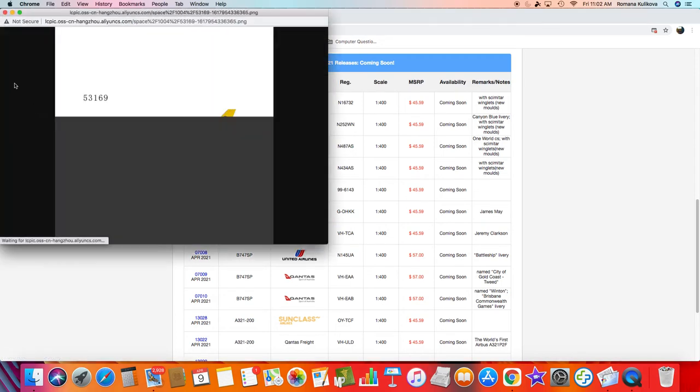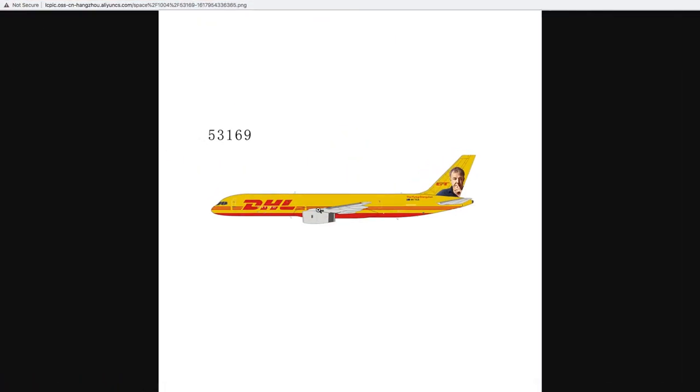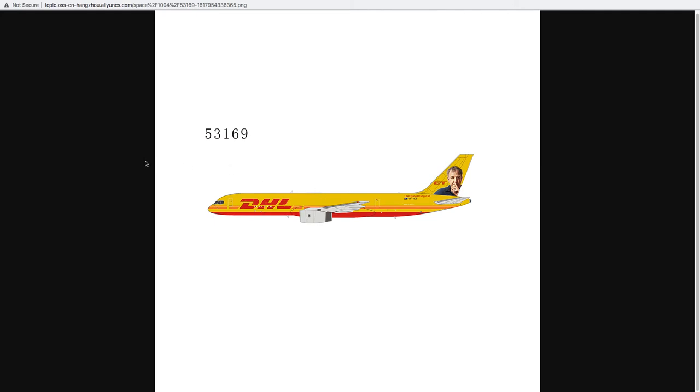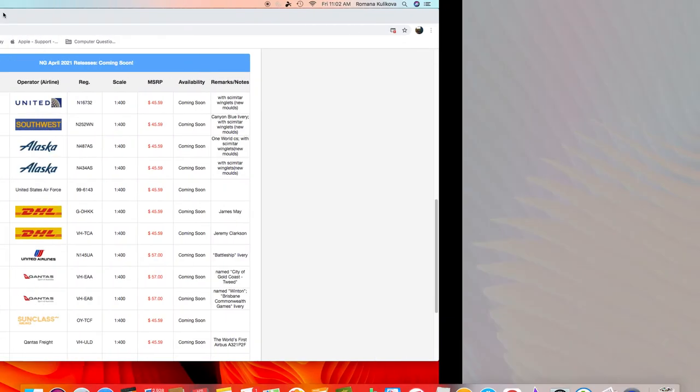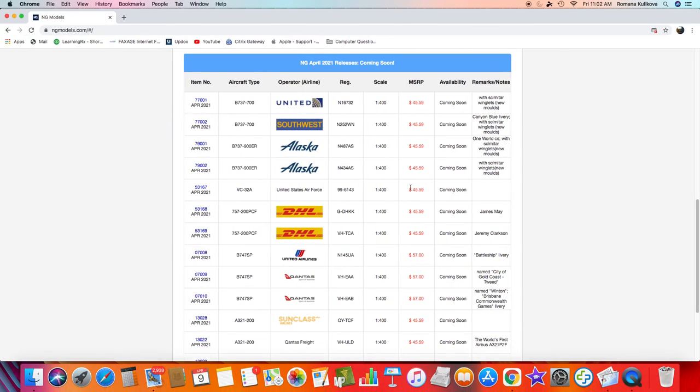And moving on down the line, this is even funnier. I can't believe them. They actually made a Jeremy Clarkson one too. What? This is the Flying Orangutan one. A DHL 757-200 with Jeremy Clarkson just plastered on it. His nickname is Flying Orangutan. It's an Australian registration this time, Victor Hotel Tango Charlie Alpha, VHTCA. Scale 1-400, the price is $45.59.